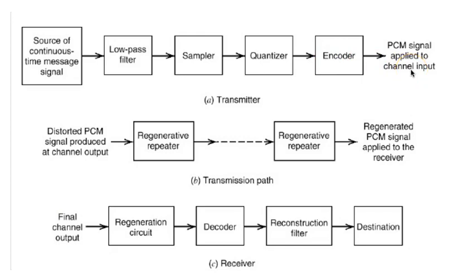Over the channel, it faces many regenerative repeaters, and at the receiver, a regeneration circuit followed by a decoder, reconstruction filter, and you have reached your destination. So this is the complete view of PCM modulation, demodulation, and its transmission path.